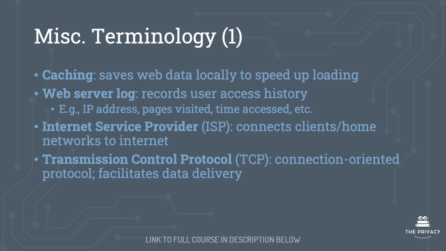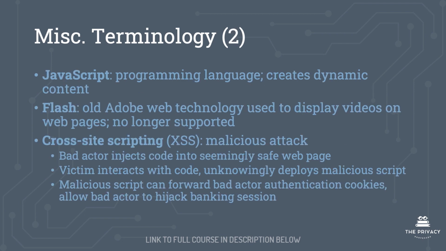Internet Service Provider, or ISP. This is a company that connects clients and home networks to the internet. And TCP, Transmission Control Protocol. This is a connection-oriented protocol that helps to facilitate data delivery. You often see TCP and IP together, so TCP/IP. And finally, JavaScript. This is a programming language that creates dynamic content on a web page. Flash is an old Adobe web technology used to display videos on web pages, and it is no longer supported.